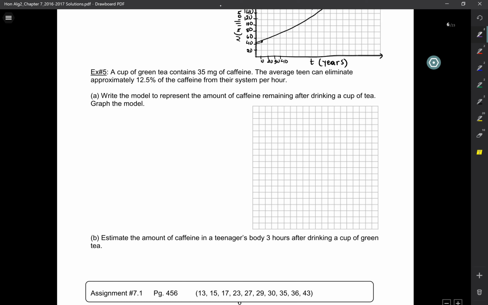A cup of green tea contains 35 milligrams of caffeine. The average teen can eliminate approximately 12.5% of the caffeine from their system per hour. So basically, you drink the tea. Now you have an intake of 35 milligrams. And then your body takes out wastes, so every hour it could eliminate 12.5% of the caffeine. So write a model here, it says.